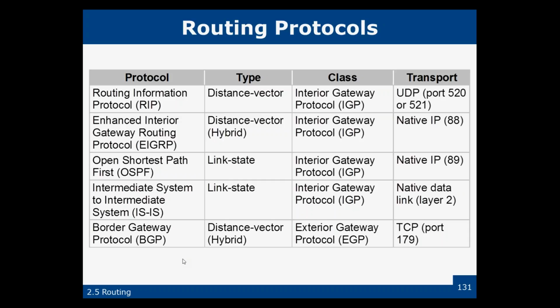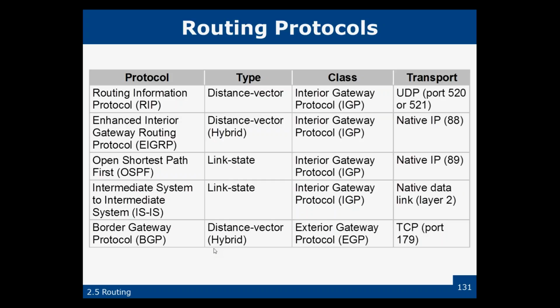IS-IS is a link state protocol, an IGP, Interior Gateway Protocol, and it's native at the data link layer, layer 2. BGP is a distance vector protocol, which goes back up here, and it is a very slow to converge protocol.